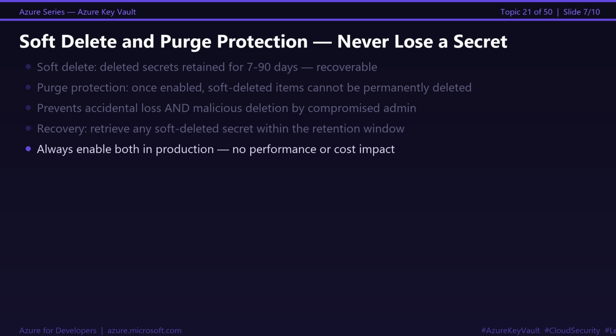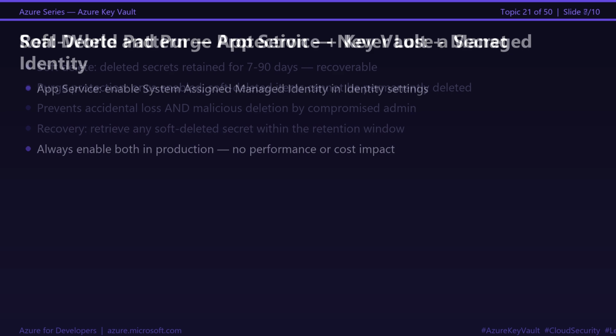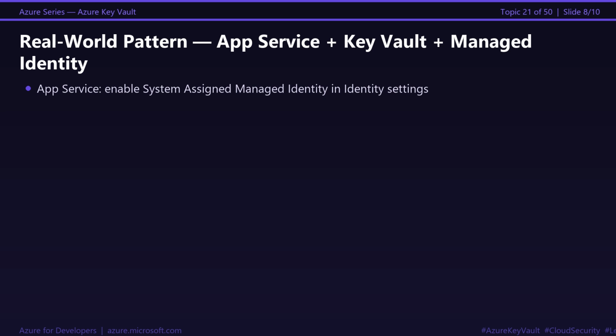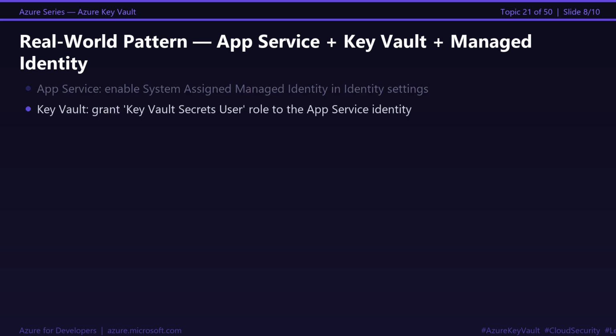Step 3. Go back to Key Vault. Access control. Add role assignment. Role: Key Vault Secrets User. Member: your app service's managed identity. Step 4. In your app service application settings, reference the secret. The syntax is @Microsoft.KeyVault(SecretUri=your secret URI). Azure resolves this at runtime, the actual value never appears in your config.